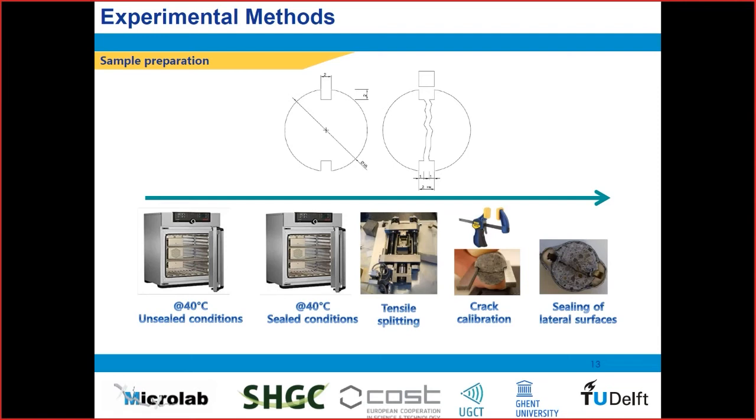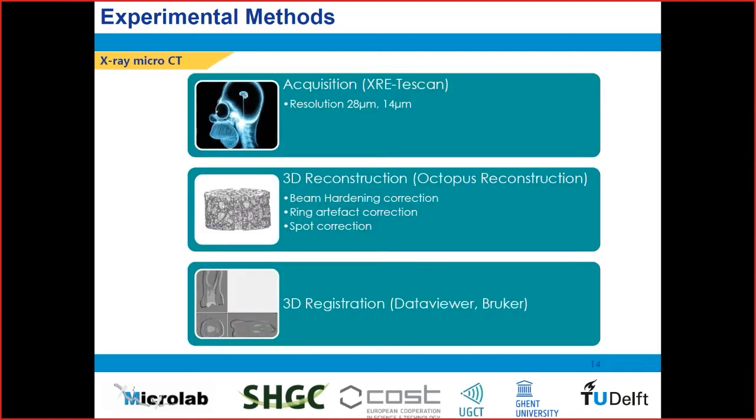In the case of samples that we wanted to crack, we perform a tensile splitting test, and then we obtain, let's say, the two halves of the sample, and we calibrate the crack, gluing metallic strips around it in order to keep the crack, and then take out these metallic strips, and then we seal all the lateral surfaces.